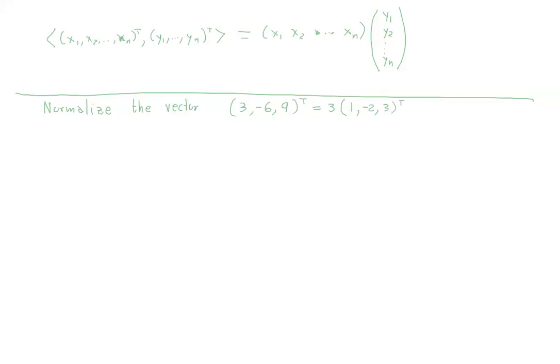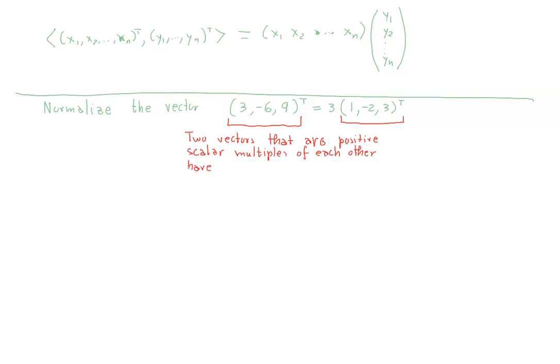So whenever you have two vectors and one is a scalar multiple of the other by a positive number, they have the same normalization. So two vectors that are positive scalar multiples of each other have the same normalization. Which means that instead of normalizing 3, negative 6, 9, it's much easier to normalize 1, negative 2, 3. So I will normalize 1, negative 2, 3.